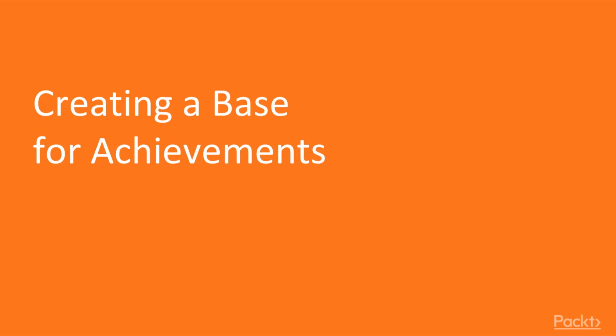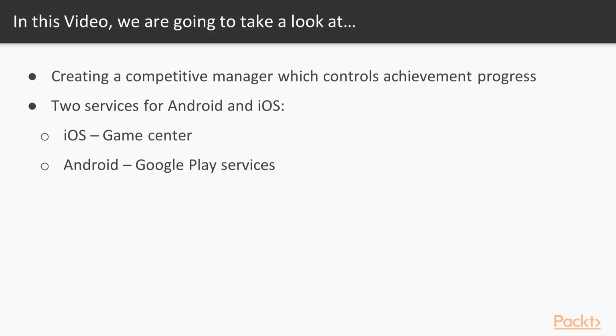This video is titled Creating a Base for Achievements. In this video, we're going to be creating the competitive manager which controls achievement progress. For Android and iOS, there are two different services used for achievements and leaderboards. On iOS, there's the Game Center, and on Android, there's Google Play services.